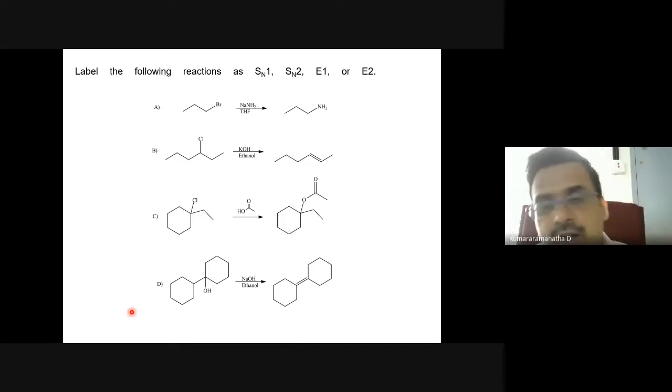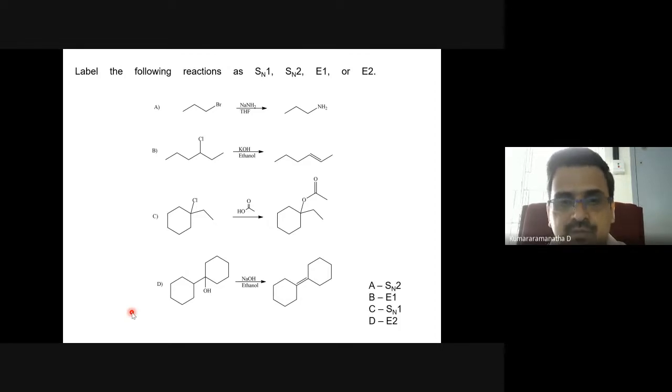Again, one point I would like to raise here. Look at the conditions. I didn't give many details, like temperatures or what the solvent system is. Even deeper details are not given. Still, you could make it out. These are not strictly the reactions to be followed exactly, but still it's a decent try. So B is E1, A is SN2, C is SN1 reaction, and D is E2 reaction.